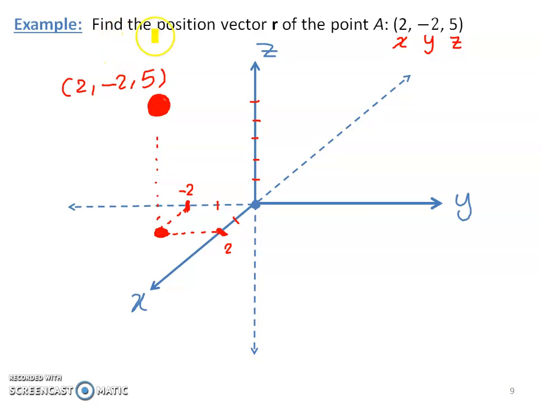The question is to find a position vector r. So a position vector is a vector whose initial point is the origin and the terminal point is this given point. So the vector r will start from the origin to this point. This vector is the position vector r.